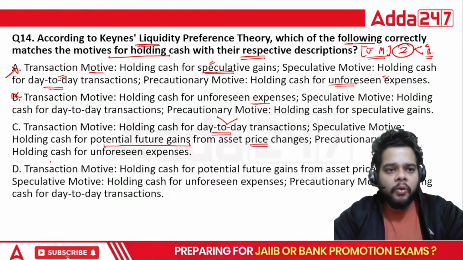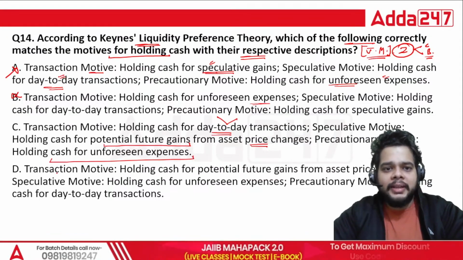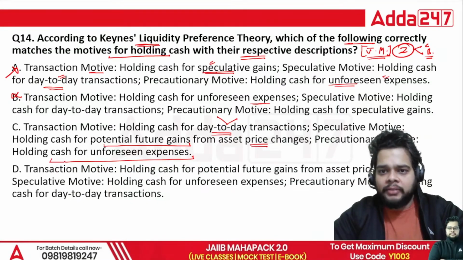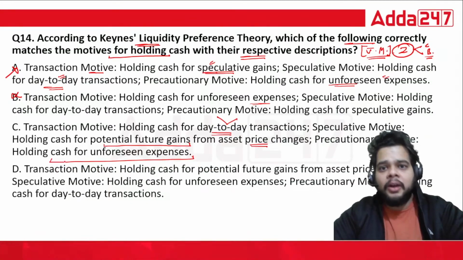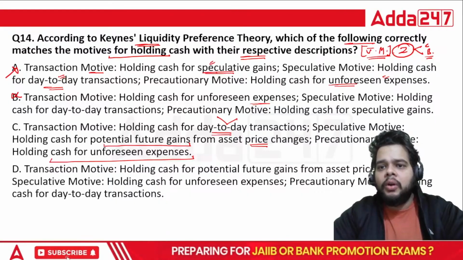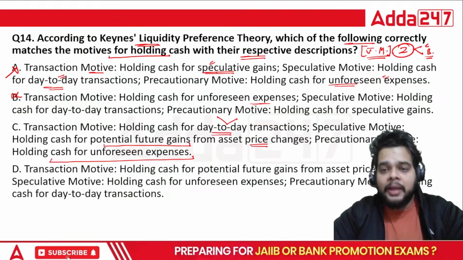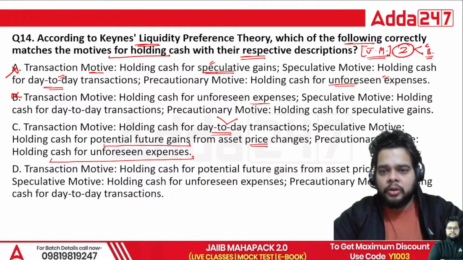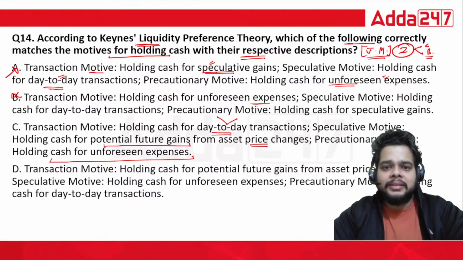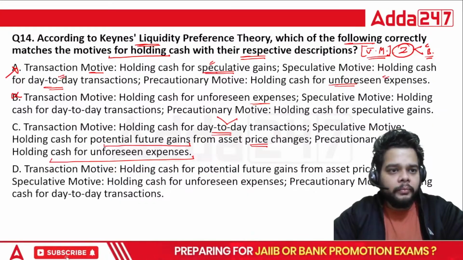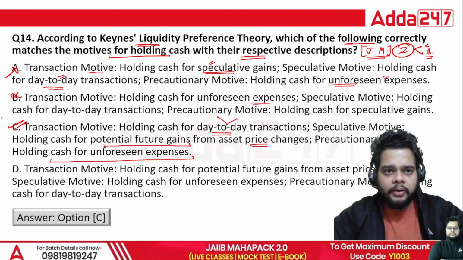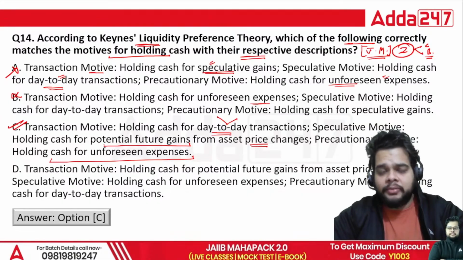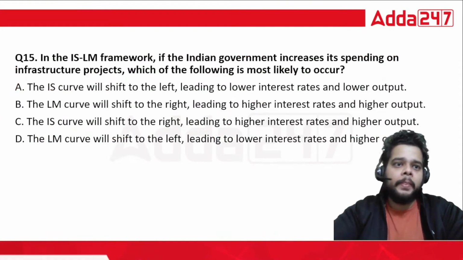Precautionary motive, holding the cash for unforeseen expenses. You do not have the particular motive right now, but for future you are holding the cash back. Why? Because you know that something bad may happen. You might lose your job, or for that matter the business might run out. Okay, so C is the right answer here for this particular question based on the motives why people hold cash.